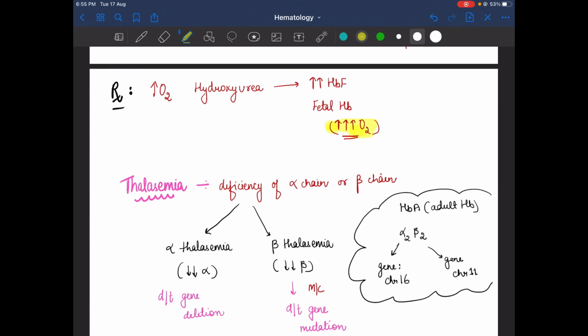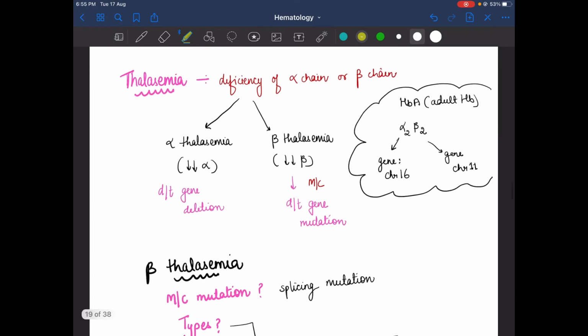So next one is thalassemia. In thalassemia there is either a deficiency of alpha chain or a deficiency of beta chain. If there is a deficiency of alpha chain, we call it alpha thalassemia, and if there is a deficiency of beta chain, we call it beta thalassemia.